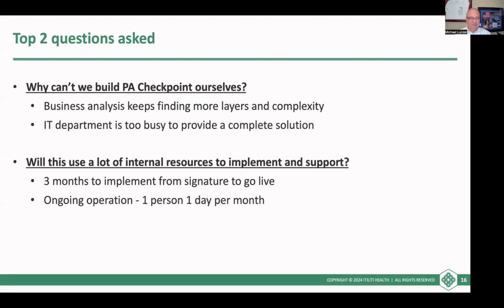Another question we get is, what is the IT resource required to implement this solution? And that's, again, another beautiful thing about software as a service solutions. The product is easy to use. It can support single sign-on, so the IT department of the health plan can support and help to implement that, but it's not required. PA Checkpoint product, again, shows up inside the health plan's public website, and that can be as simple as a web page that's developed to talk to the Itiliti Health API.